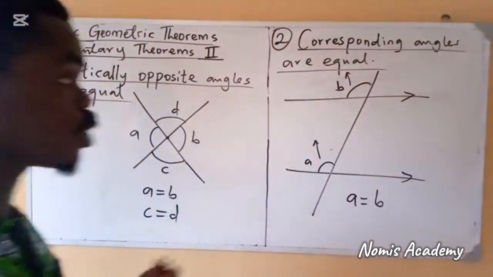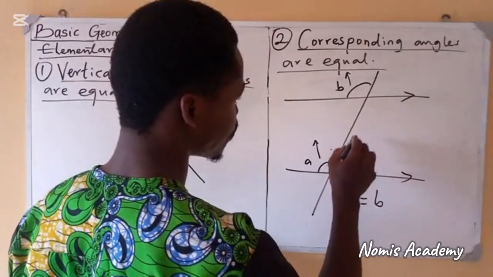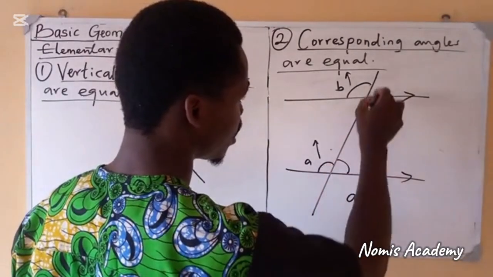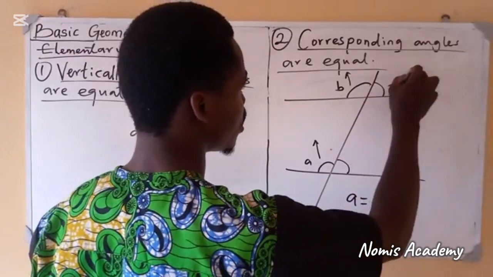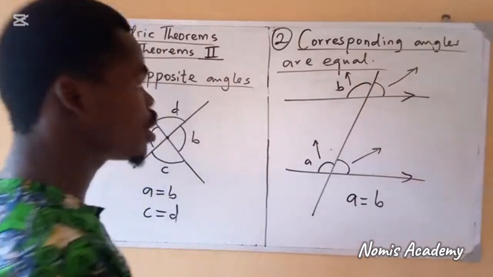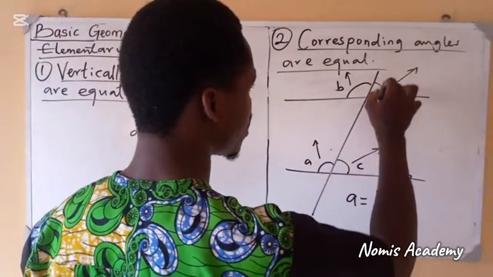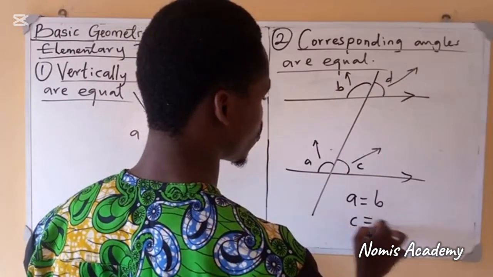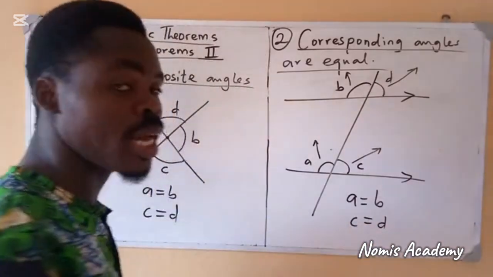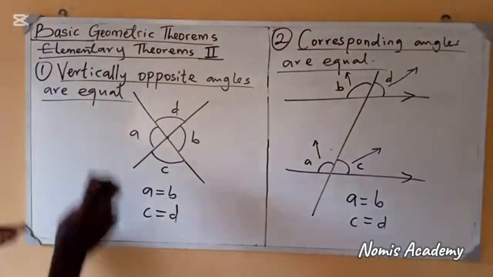They are corresponding angles. We can also identify this angle and this angle. You see, the angle is facing this way and facing this way. They are corresponding to each other and they are equal. So we call here C and D. C is equal to D. They are corresponding angles.